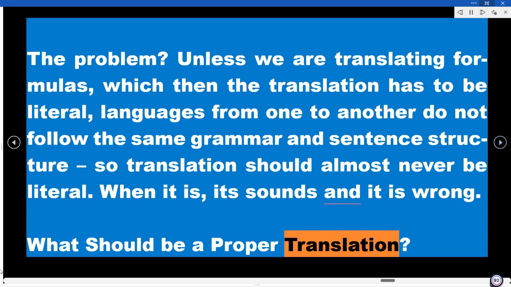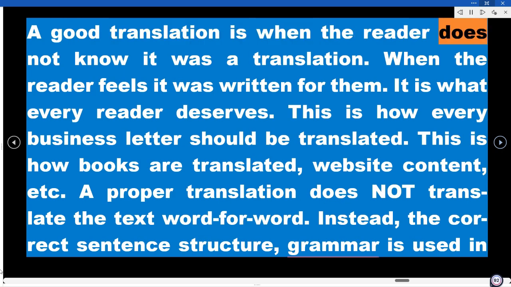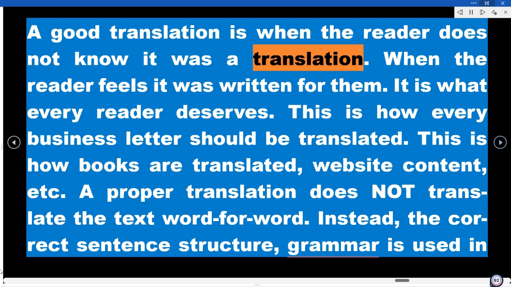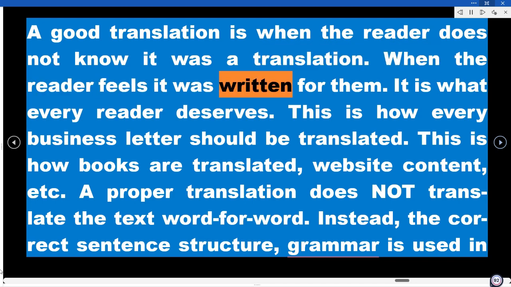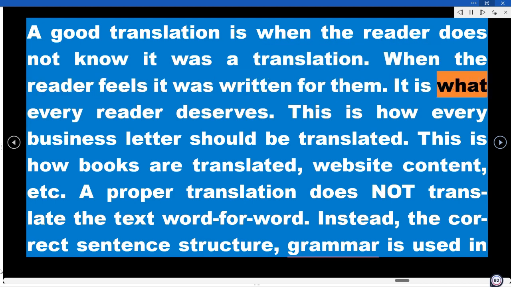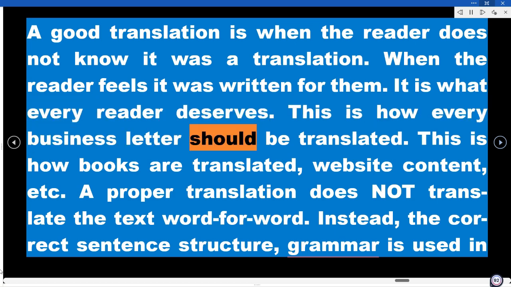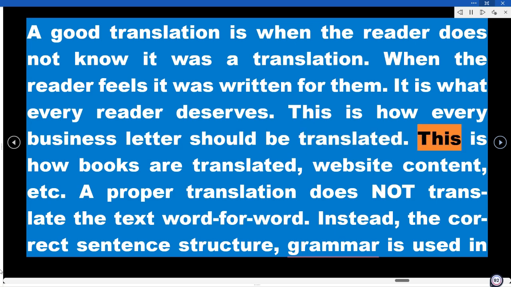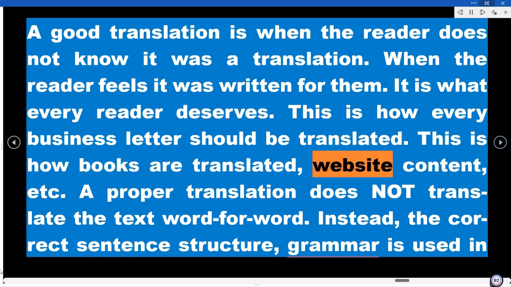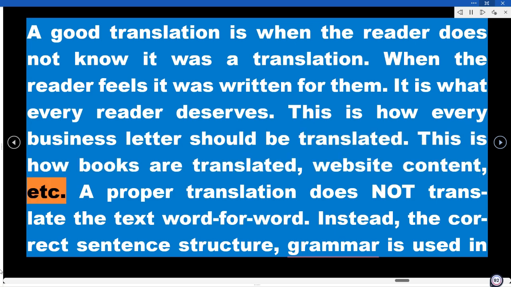What should be a proper translation? A good translation is when the reader does not know it was a translation. When the reader feels it was written for them. It is what every reader deserves. This is how every business letter should be translated. This is how books are translated, website content, etc.